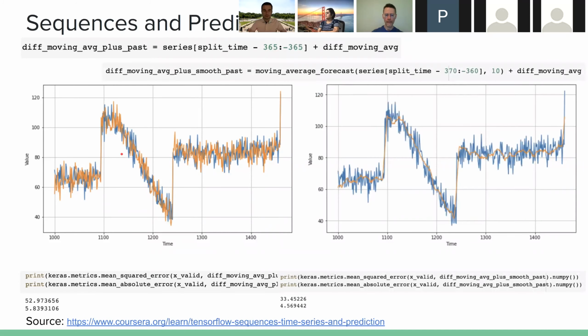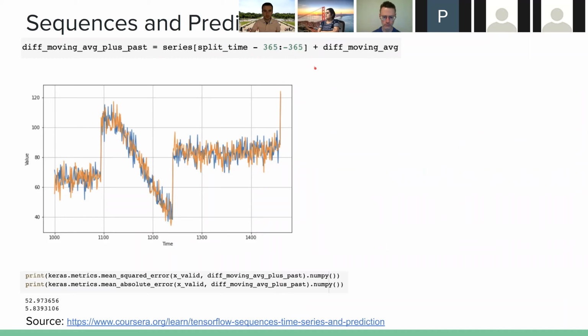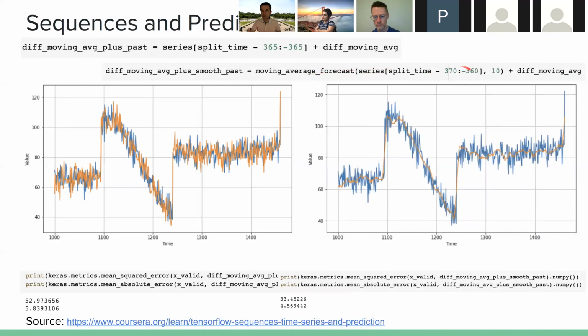A better version of this is, instead of using the raw value in my time series 365 days ago, I smooth it out first. I pass my time series from 365 days ago through a moving average, and then I take the moving average of the differences. That way I take out the effect of noise, because if I do a day-to-day difference from 365 days apart, depending on the noise and which day it is, you might get a high difference. But if I smooth it out first and then add it to my time series, I get much better results. That brings it down to 33 and 4, which is the lowest for this specific time series.